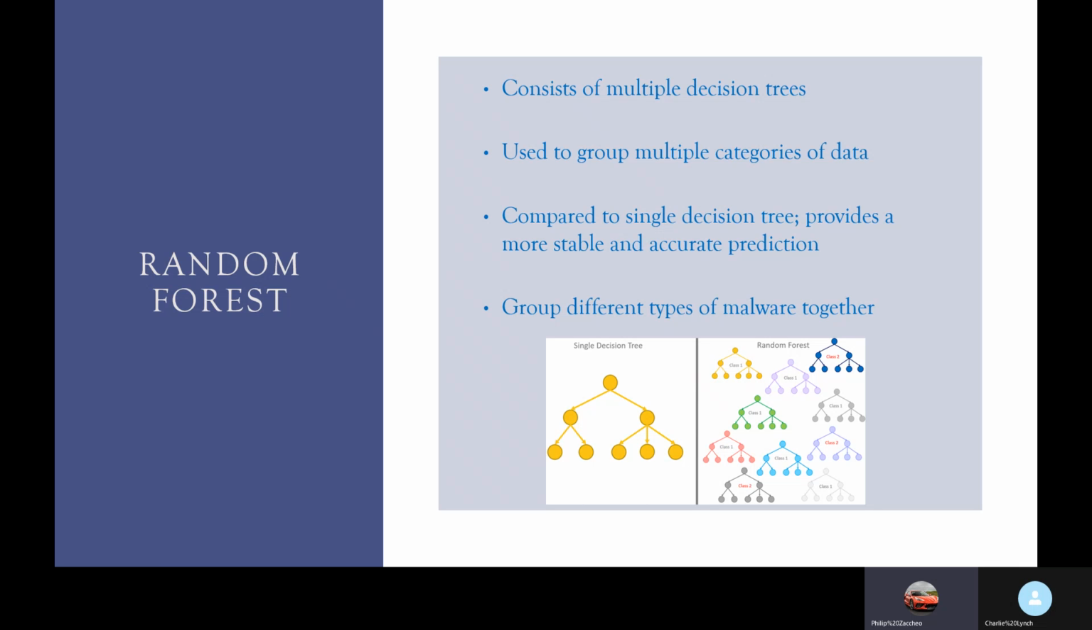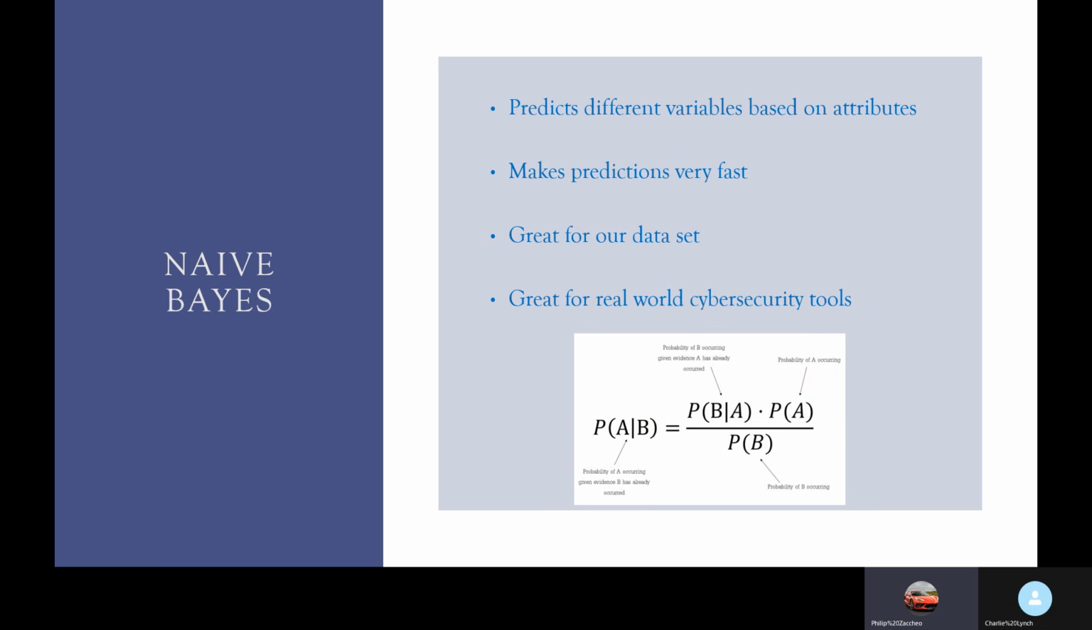So just to recap, you would have data going through logistic regression. You would then split it off into a decision tree to determine what type of malware it is. So you would then have, for example, a malware decision tree for spyware, for ransomware, etc. You would then group all of those decision trees of different malware into one big group, and that would produce this random forest.